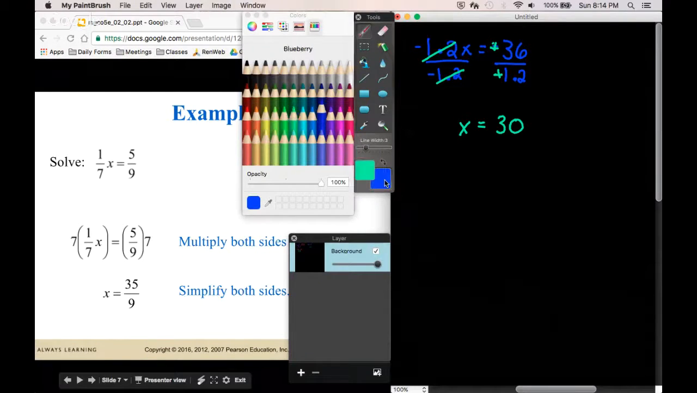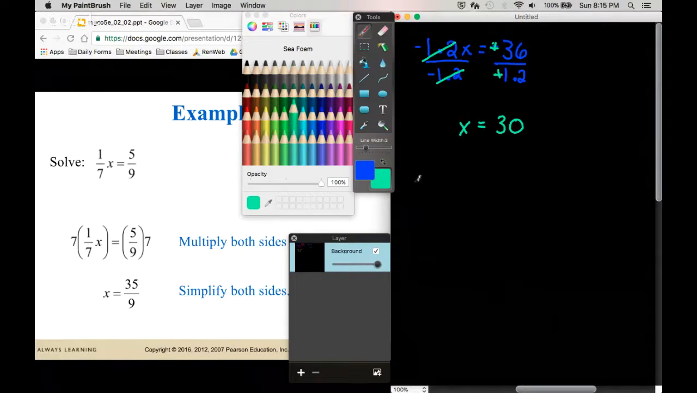Okay, this one's a little bit different. When you're dealing with this one, you have 1/7 x equals 5/9. Okay, so what you're going to want to do is you can't really write this out the easy way that I've been using, because you have to take the reciprocal, right?